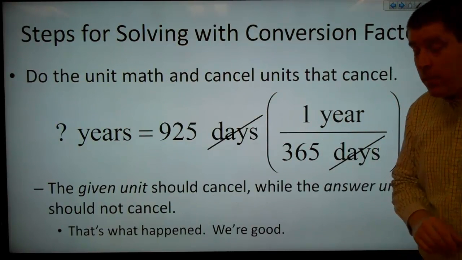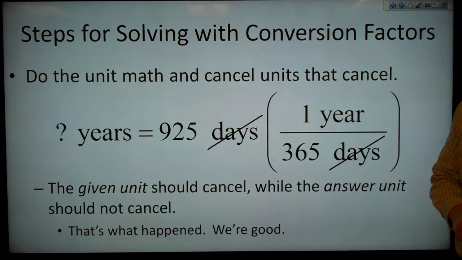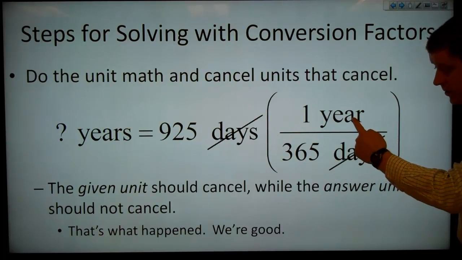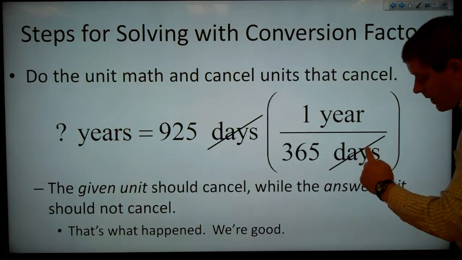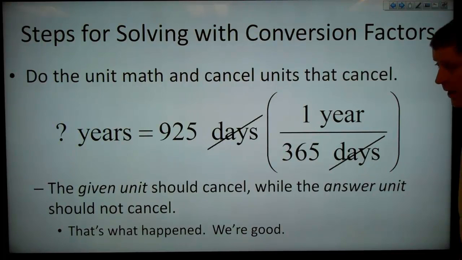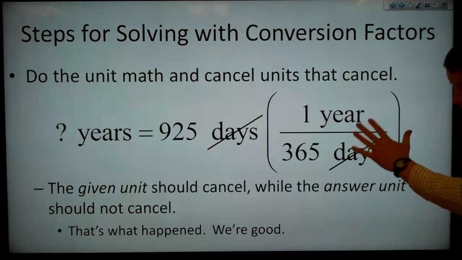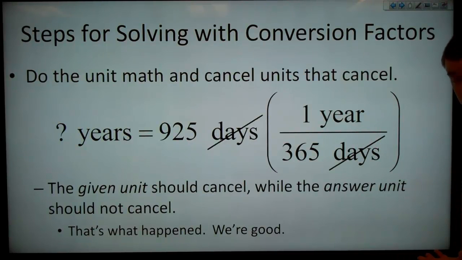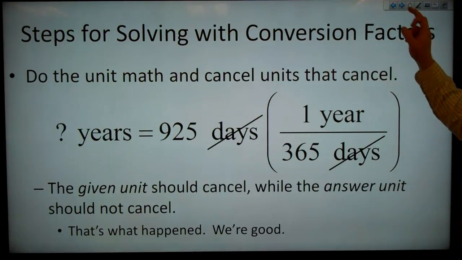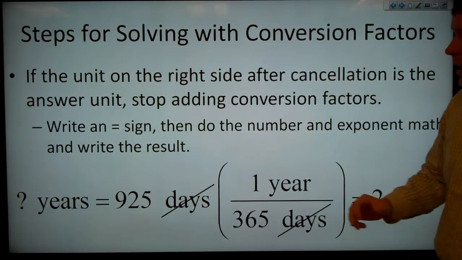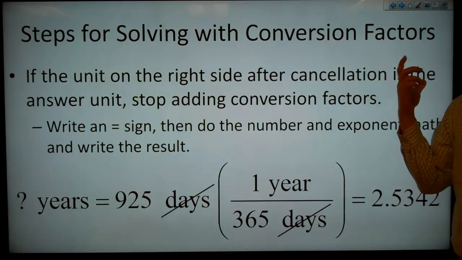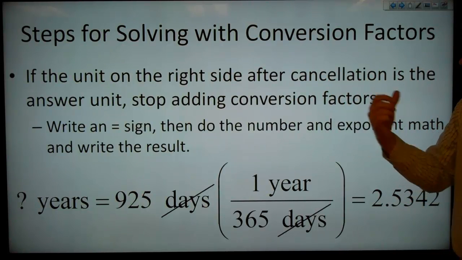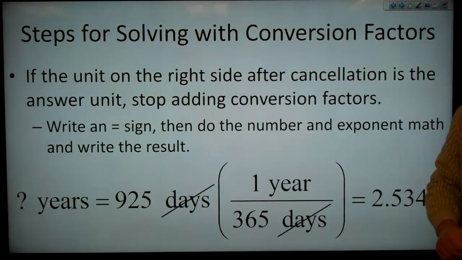Next we do our unit math and cancel our units that cancel. So we have days times years divided by days. Well, days and days cancel with each other. And what we're left with then is years. So again, our given unit is canceling here. Our answer unit should stay behind. It is. So our units appear to be set up correctly. If the unit on the right side after cancellation is our answer unit, it is, then we stop adding conversion factors.